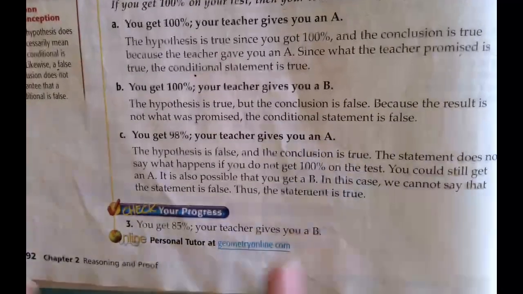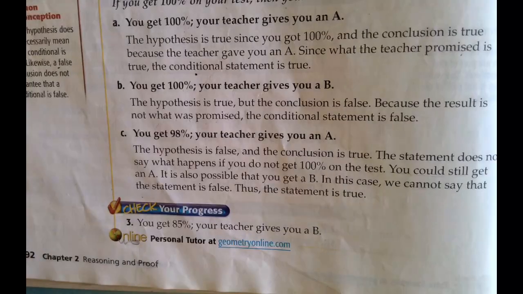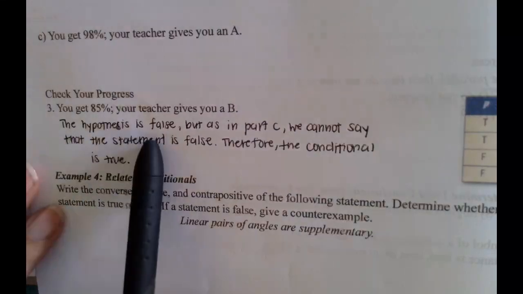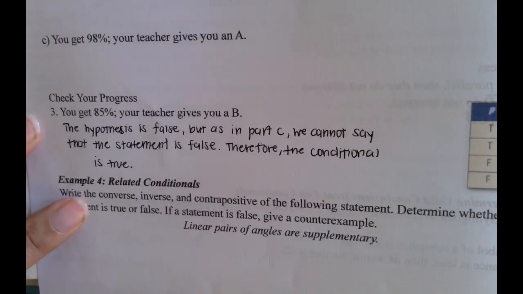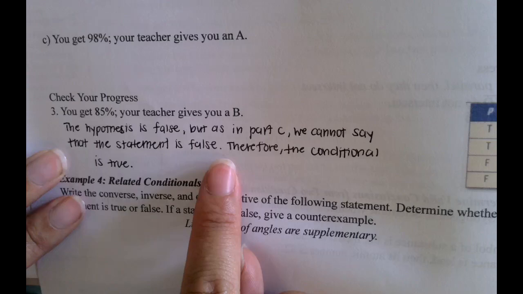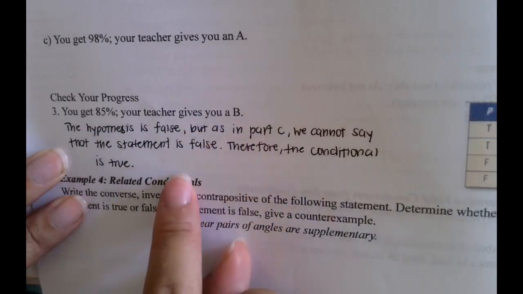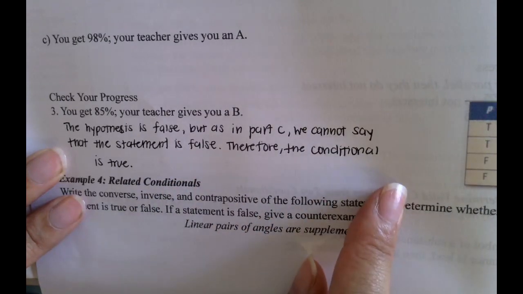And now you're going to work on Check Your Progress 3. You get 85% and your teacher gives you a B. So here, the hypothesis is false, right? Because you get 85% doesn't match the if you get 100% on your test. But similar to part C, we can't say that the statement is false because we don't have that information there. All we know is that if you get 100%, your teacher should give you an A. So therefore, the conditional is true.